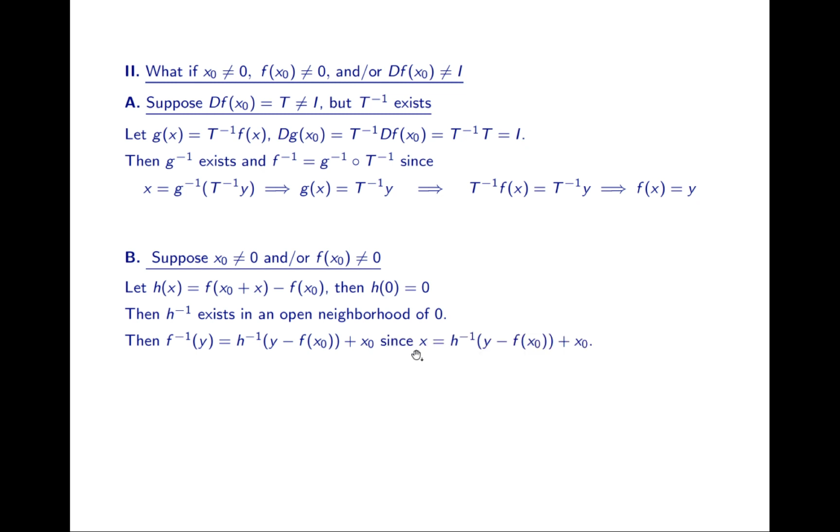And that works because if x is h inverse of y minus f of x naught plus x naught, then I can subtract x naught from both sides. I get this. I can apply h to both sides. H of x minus x naught equals, well, by definition of what h is, f of x naught plus x minus x naught, so just f of x minus f of x naught. F of x is y minus f of x naught. That implies, of course, that f of x is equal to y.